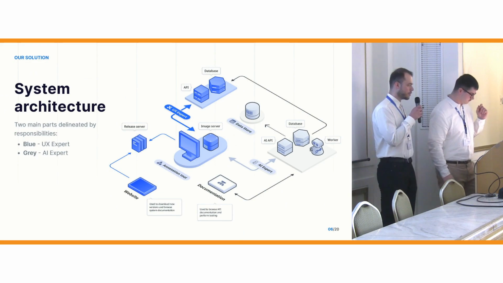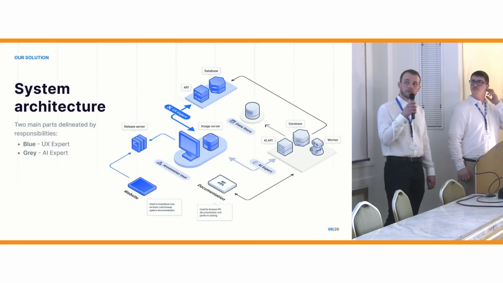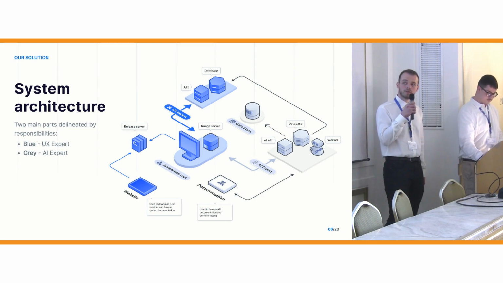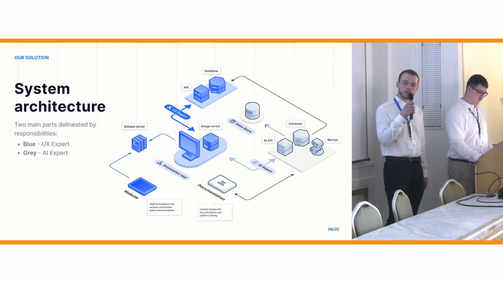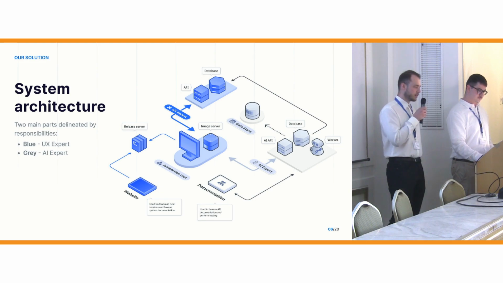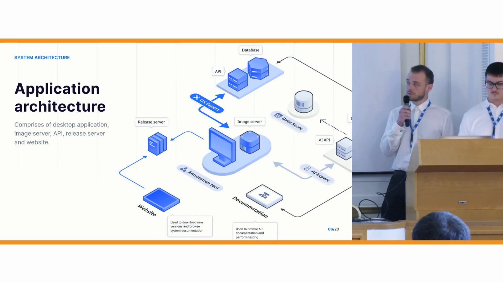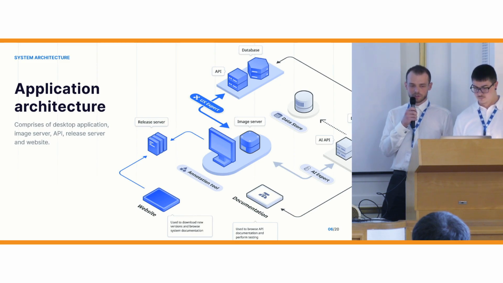The architecture diagram delineates two main parts, where the implementation of the blue part is the responsibility of the UX expert, and the implementation of the gray part is the responsibility of the AI expert. The main goal of the UX expert is to create an interface for the annotation tool and integrate the AI API created by the AI expert. The user can download the annotation tool from the website, which acts as an interface of the release server, which is connected to our GitHub repository to provide the latest versions of the tool.